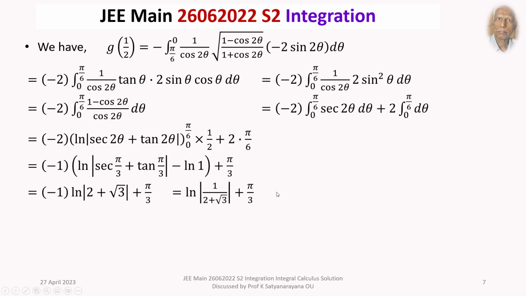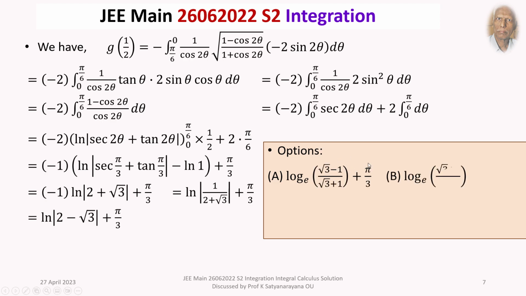So this is our answer now. Yes, we will rationalize the denominator. To do so, we multiply and divide by 2 minus root 3. So 2 minus root 3 by 2 plus root 3 into 2 minus root 3, that is 4 minus 3, that is 1. So that will be ln of 2 minus root 3 plus pi by 3. That's our answer. Let's look at our options.